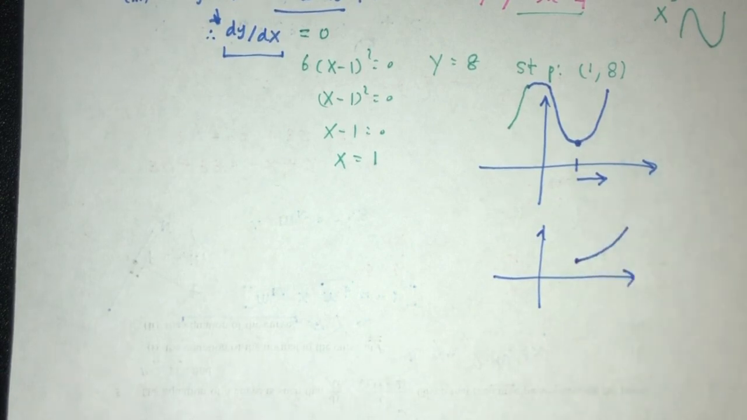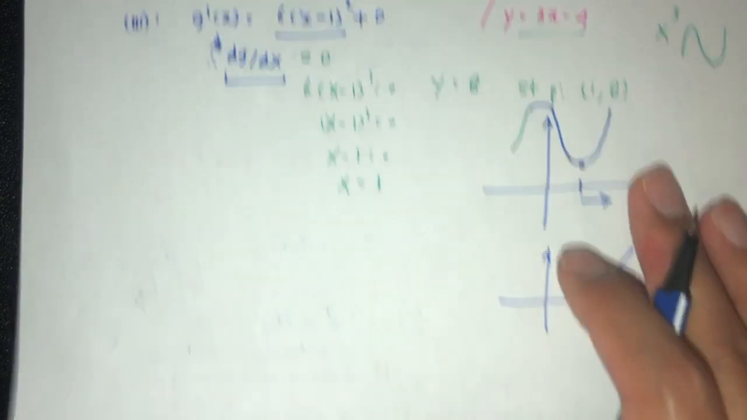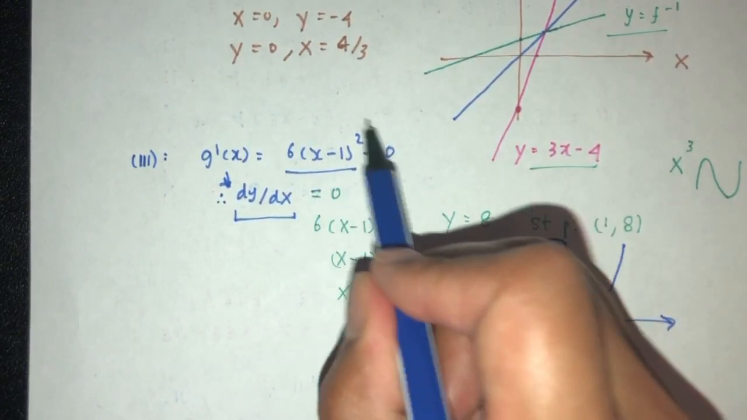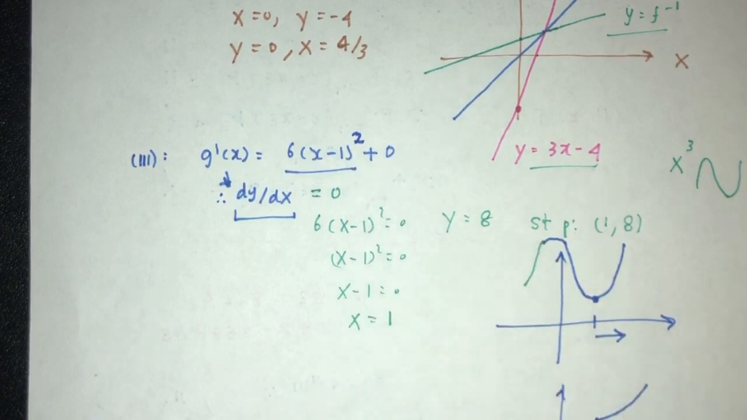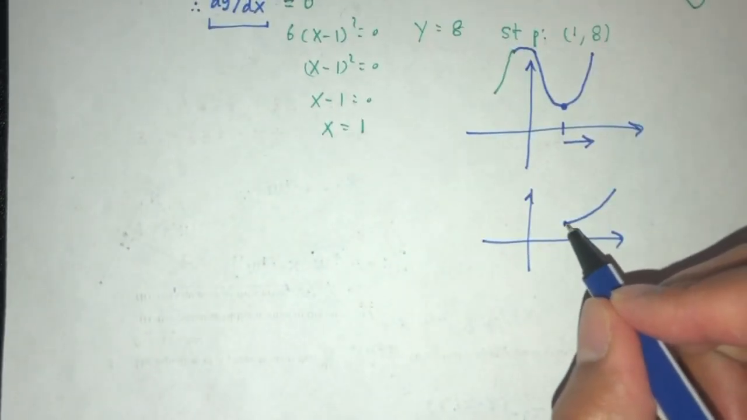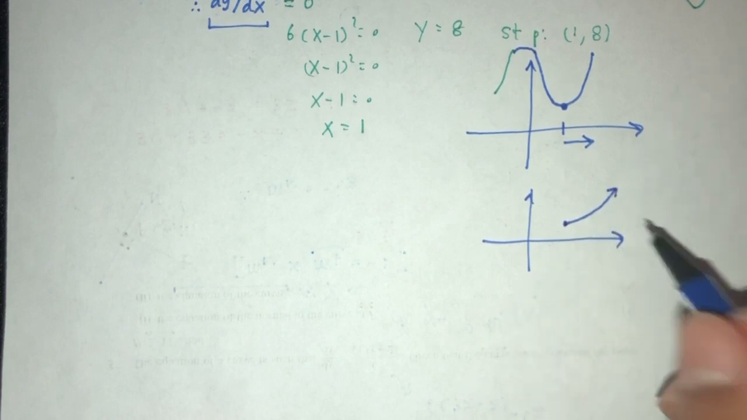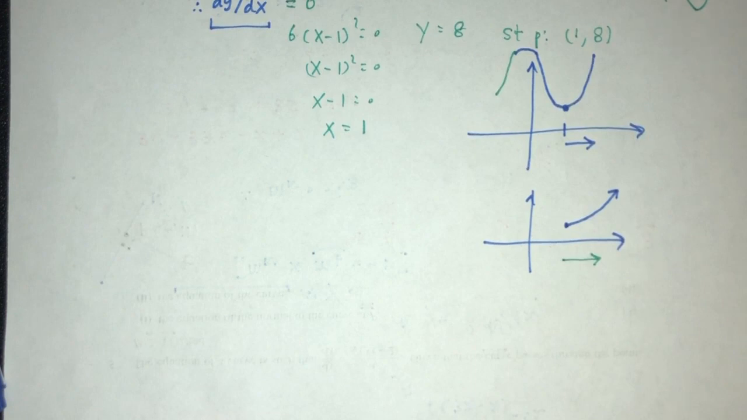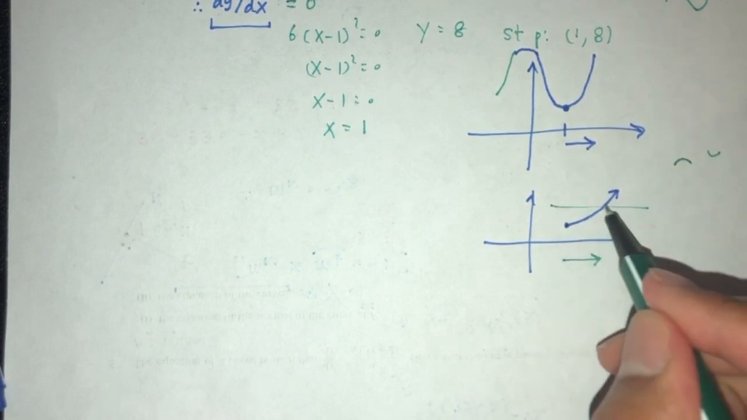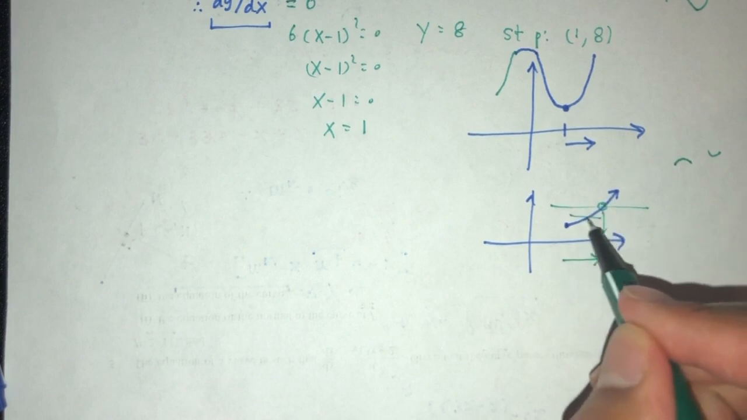Now, how do I know it is going up? Because we look at dy by dx. Because dy by dx is always going to be positive, right? (x minus something) squared is positive, times 6 will always be positive. Because of that, from this point, it will always keep going up. Now, as you can see, from this point on, you will not have any turning point. And because of that, it is always going to be one-to-one function from this point.